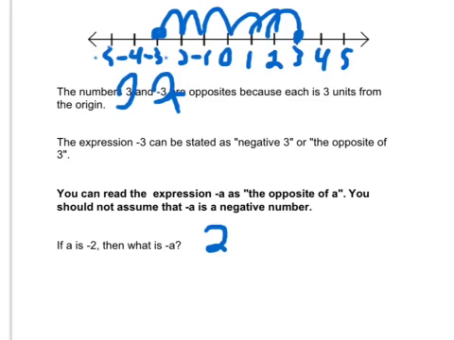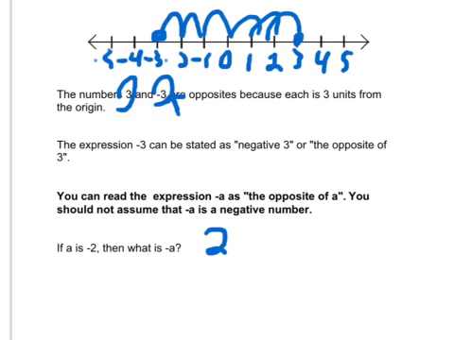Okay, so again, the key concept from this slide is to start thinking of numbers like -3 as the opposite of 3, so that when we get to something like this, it's the opposite of A. Okay, because that gets confusing sometimes. Alright, let's go on to the next slide.